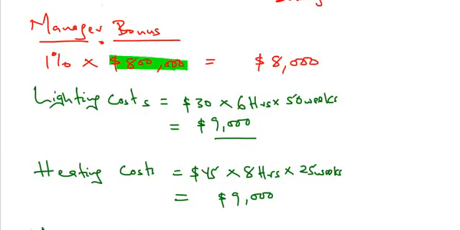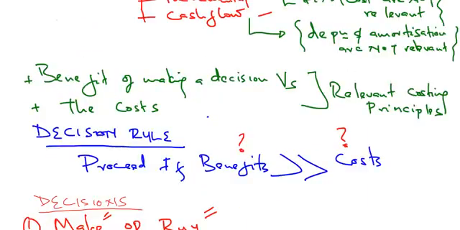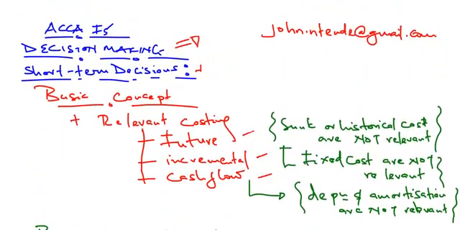We covered the theory. We've covered the theory of relevant costing, which is a future incremental cash flow, and we've used the theories to make a decision, which in this case was an opening decision.